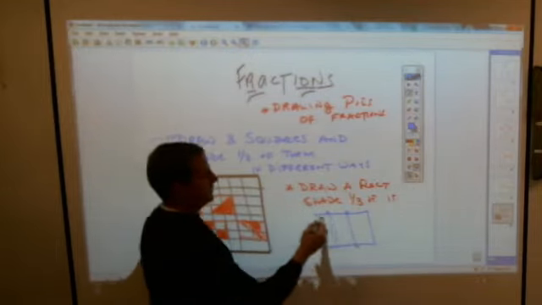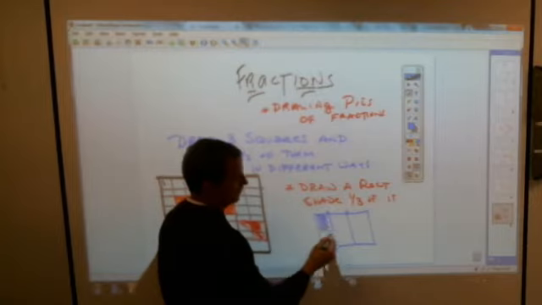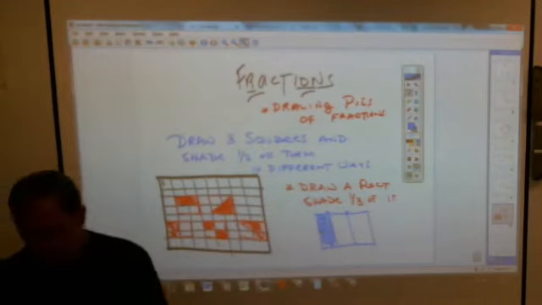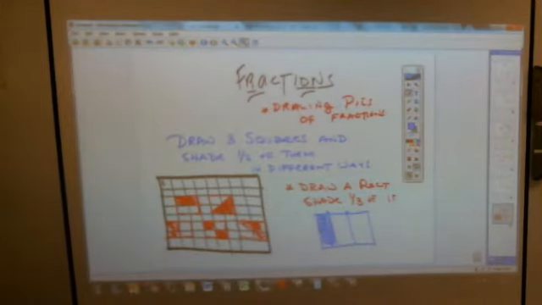Shading a third of it, you could shade obviously this third, or you could shade the middle third, or the left-hand third, or you could go horizontally and shade a third of it. There's no right or wrong way. It doesn't give you specific things there.